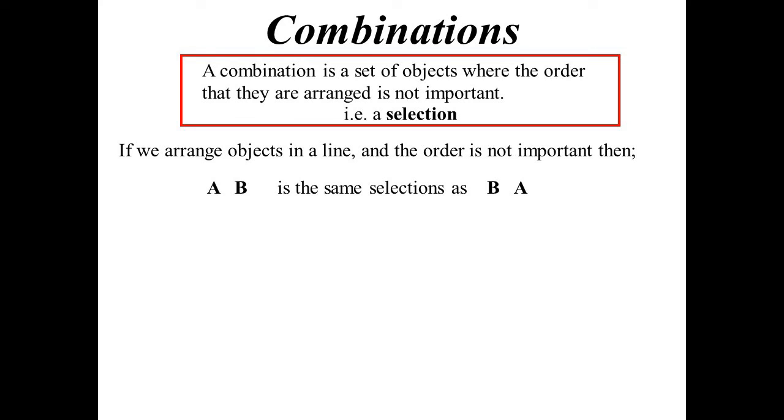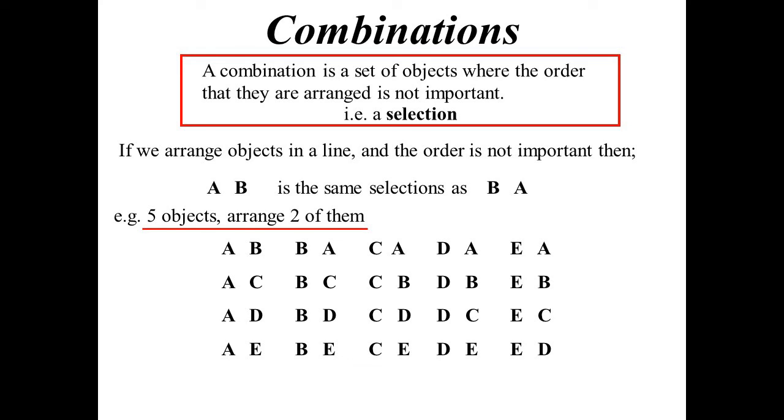Well, AB then, as far as we're concerned, is the same as BA. They are the same thing. 5 objects, we're going to arrange 2 of them. If it was a permutation, there's all our possibilities, and of course we know that's 5P2, and we end up with 20 of them.